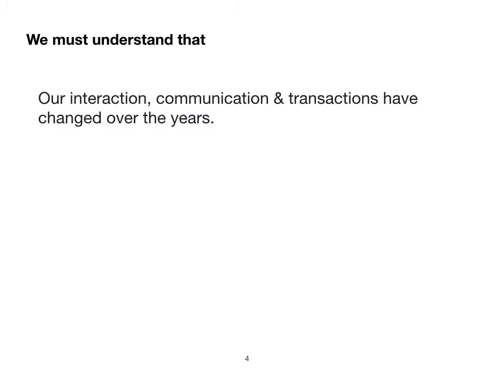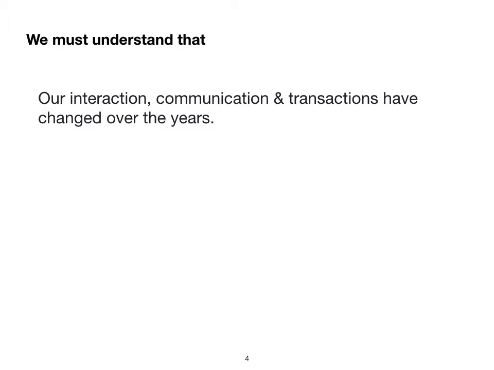So when talking about globalization, it's important that we look at it from the interaction, communication, and transaction perspective. It's important to understand that our transactions, communication, and interactions have changed over the years. This is a key point. We can see how communication used to take place 200 years ago. It's completely changed. The posting of letters has changed to emails, and interactions have changed in relation to how global transactions are taking place.